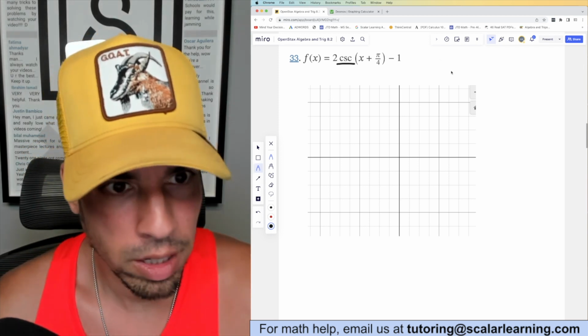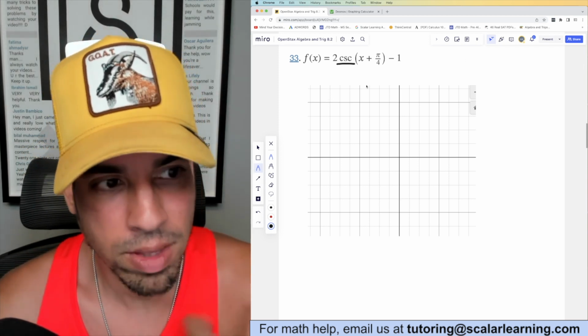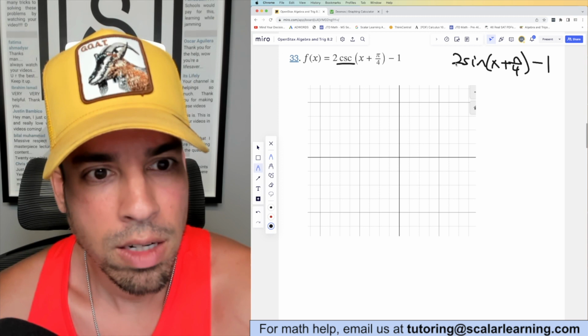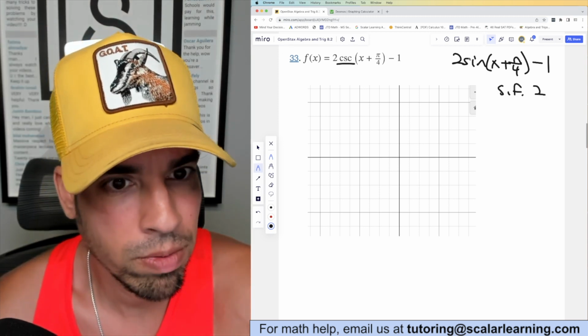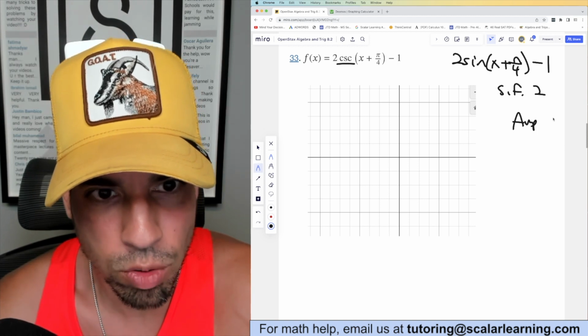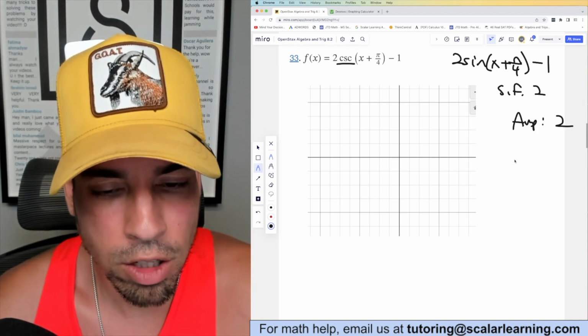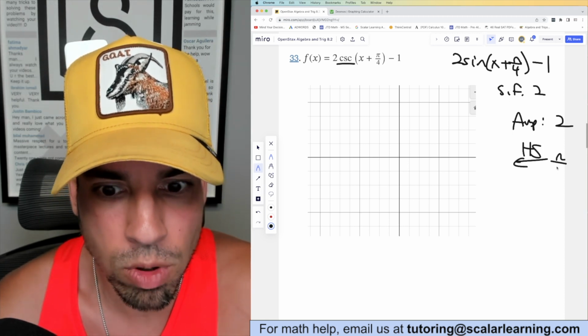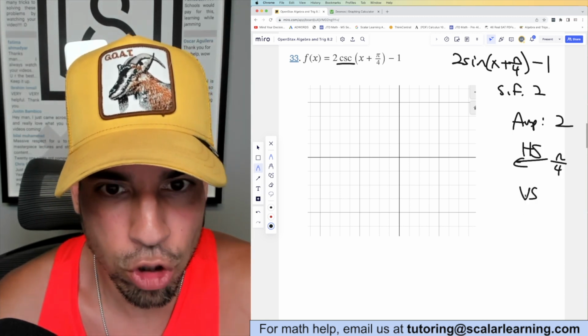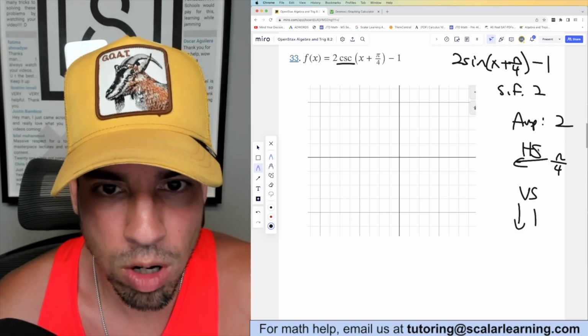This one is cosecant. So first I'm going to turn it into sine, and then I'm going to graph that. We'll use that to graph cosecant. So we've got a stretching factor of 2, and that's going to be an amplitude of 2 for the sine function. We've also got a shift to the left. That's a horizontal shift to the left by pi fourths. And last but not least, we have a vertical shift down by 1 because of that -1.